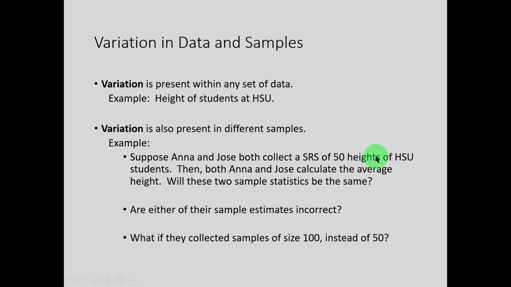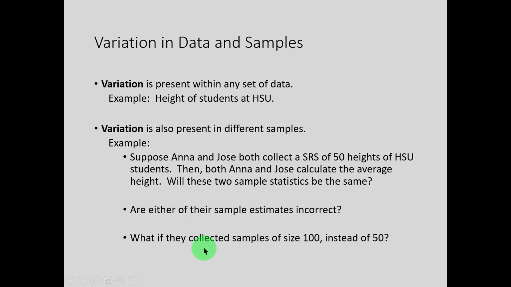Now, the purpose of collecting the sample is to learn about the population. Would either of their sample statistics be incorrect? No, they were both legitimately sampled and calculated, but this demonstrates how there would be variability across different samples even though they were collected from the same population. That's part of that sampling error.